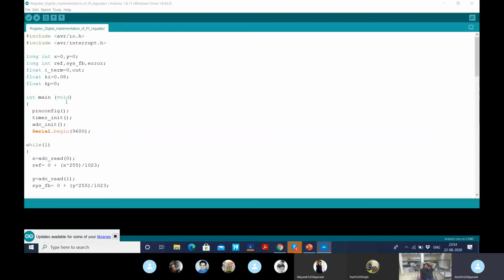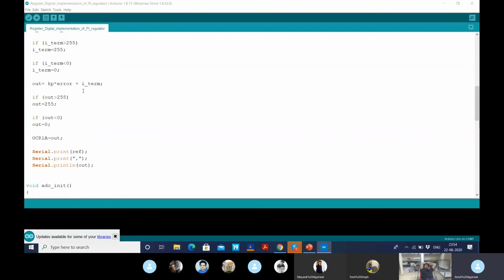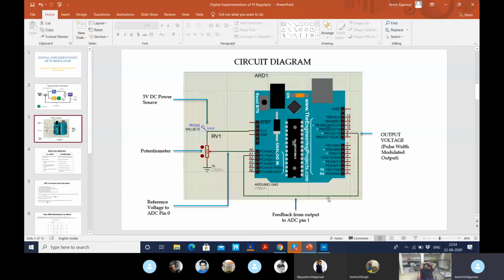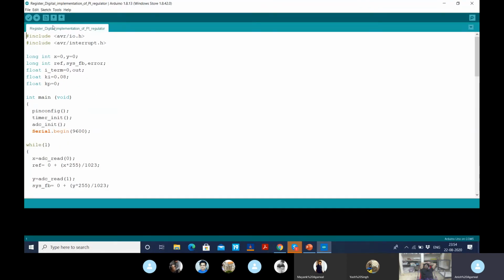Okay, this is the same code that we used there, nothing different. The circuit is the same as I had shown here. Just, I have got an Arduino with me. I'll be using it. I'll upload the code to the Arduino.